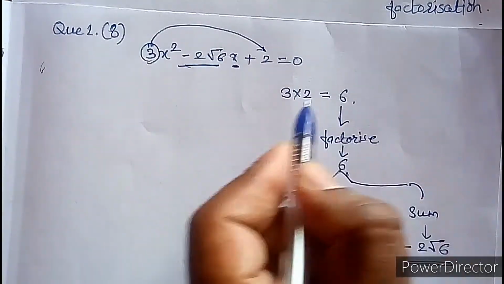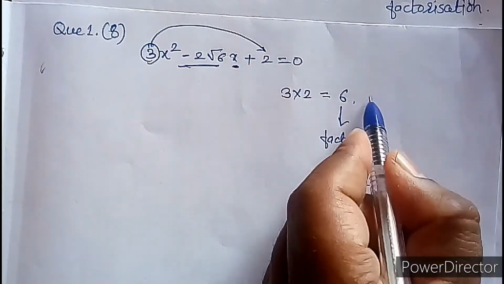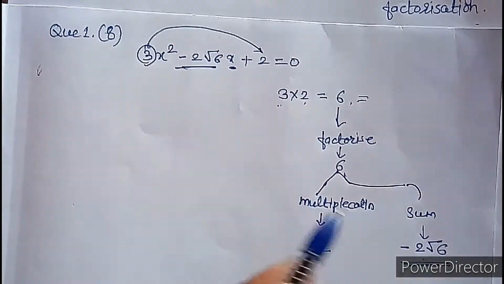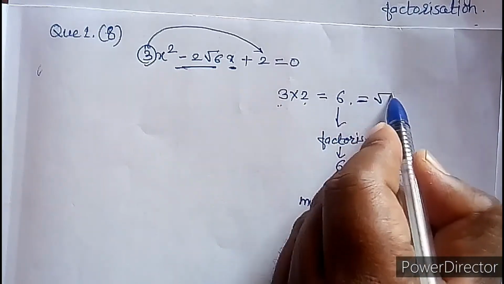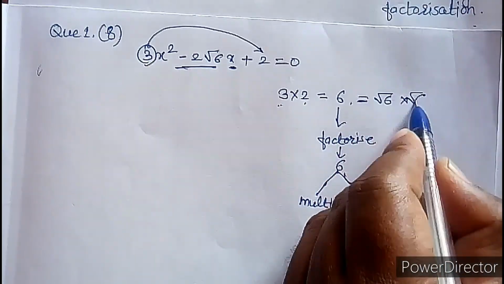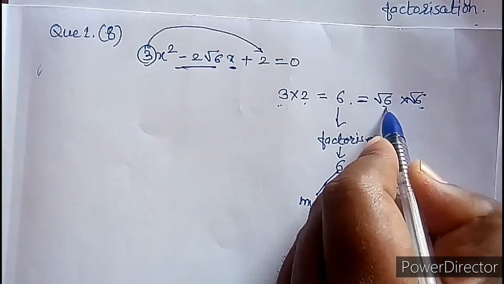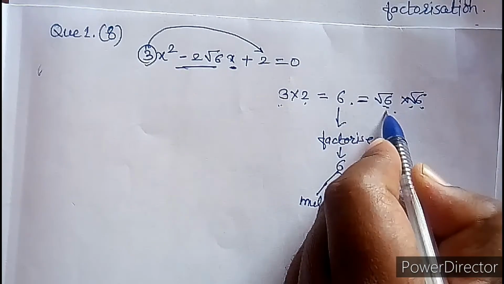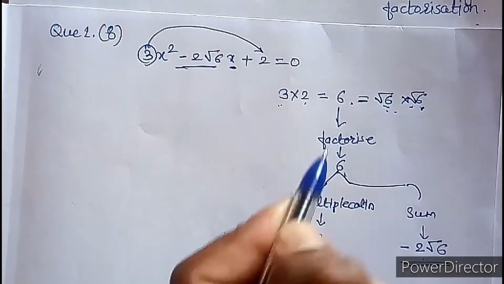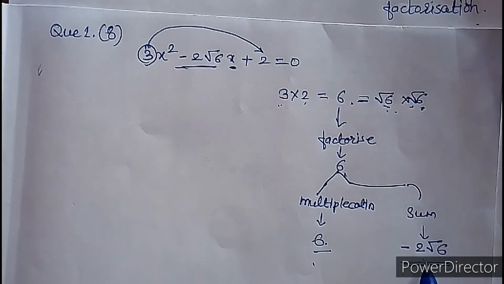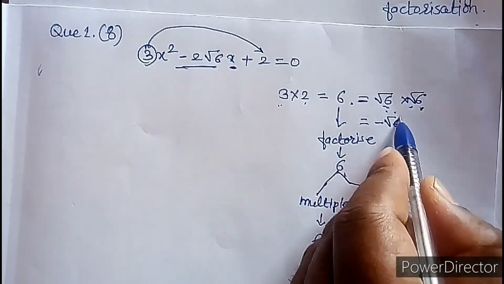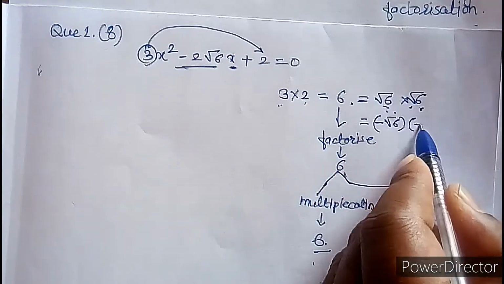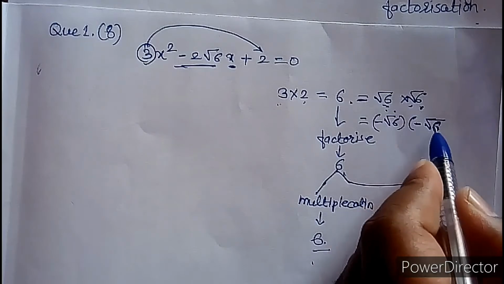Here the factors of 6 are 3 into 2, but the sum is 5. Therefore these factors are not allowed. Root 6 into root 6, the multiplication of root 6 and root 6 is 6, but the sum of root 6 and root 6 is twice root 6. Here we need minus 2 root 6. Therefore choose minus root 6 as the first factor, and another factor as minus root 6.